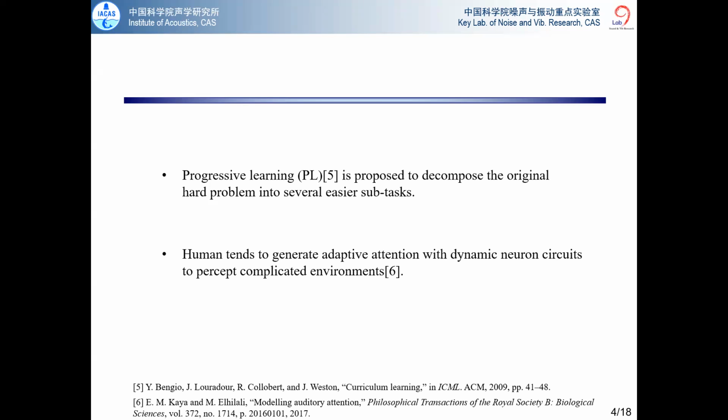In 2009, Bengio proposed a type of learning paradigm called progressive learning, which means that the original hard problem could be decomposed into multiple easier subproblems. So it is much easier for the network to map the target. Recently, progressive learning has also been applied to speech enhancement. However, for each stage, a separate network is usually used. It means that larger network parameters are needed.